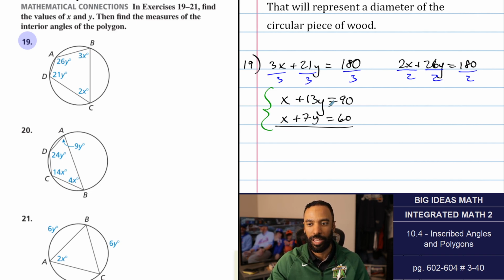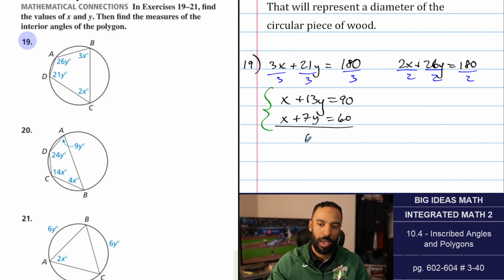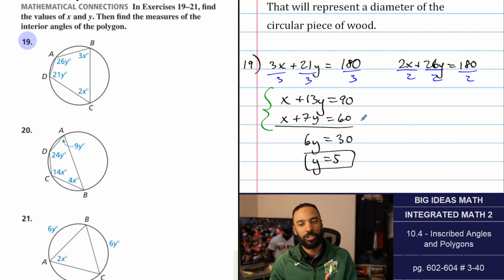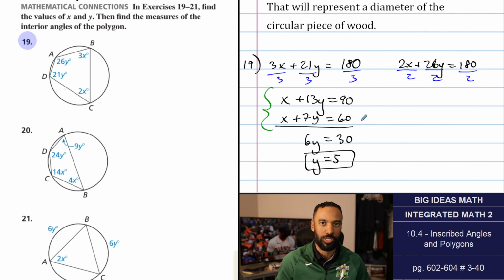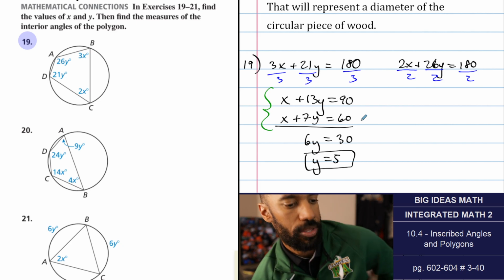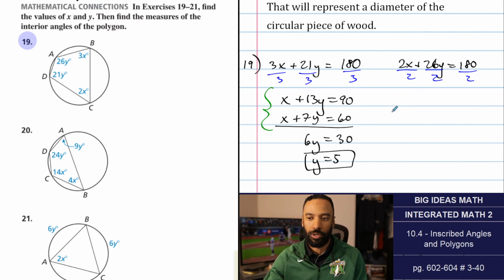So normally I don't like to play the subtraction game, but since they're all positive, I think it's pretty easy to do. X minus x is 0, 13y minus 7y is 6y, 90 minus 60 is 30, and I can solve for y, and I get y equals 5. So that's one version. Like I said, if you want to get the x's by themselves and set those expressions equal to each other, then you can also get y equals 5 there.